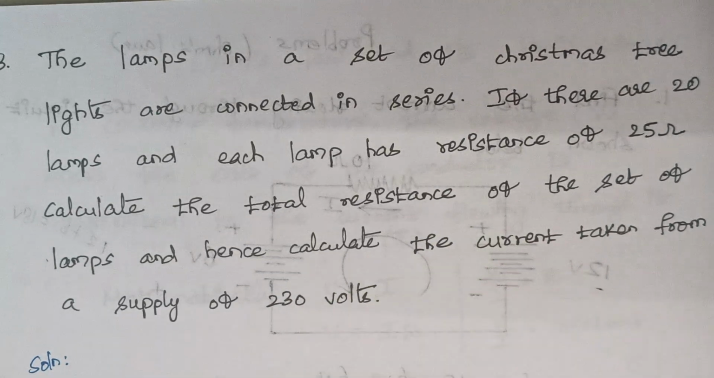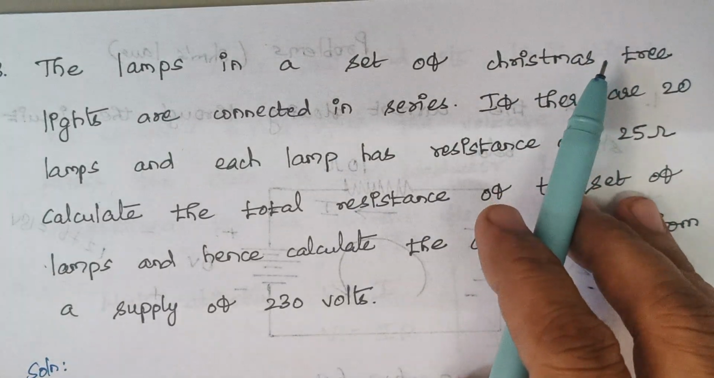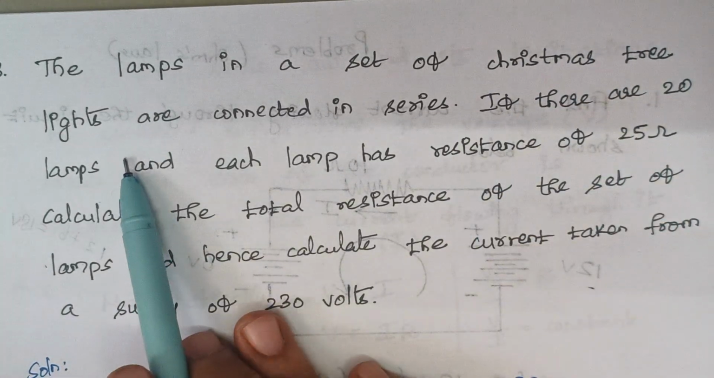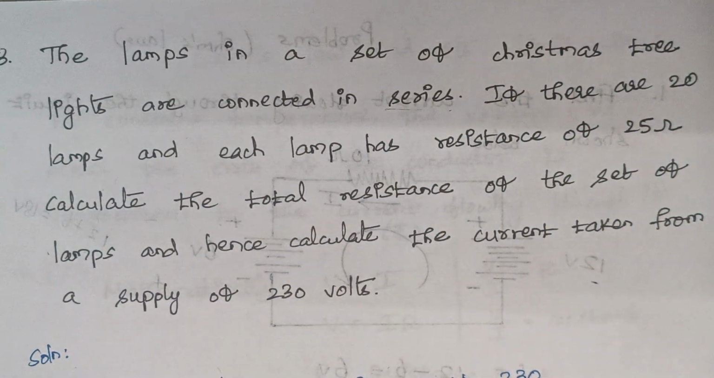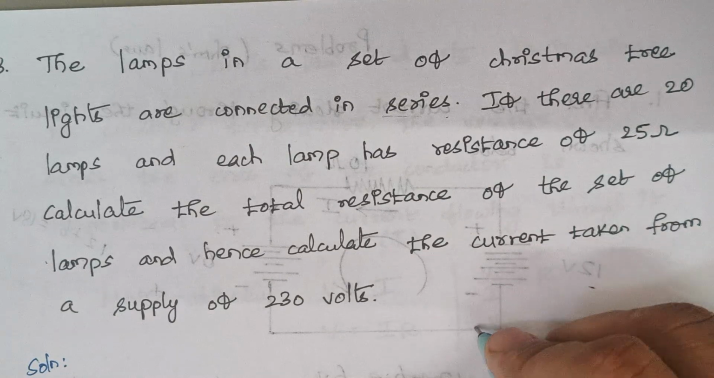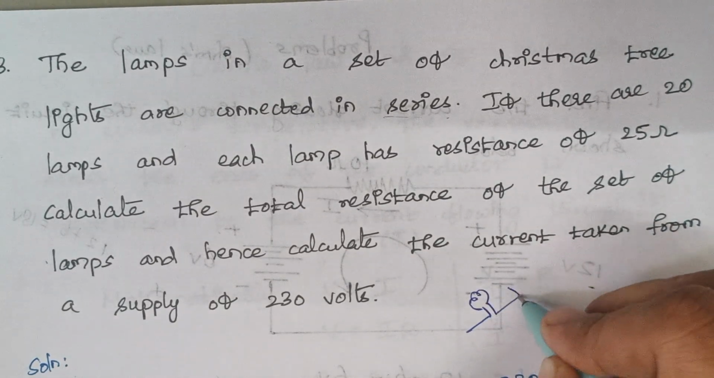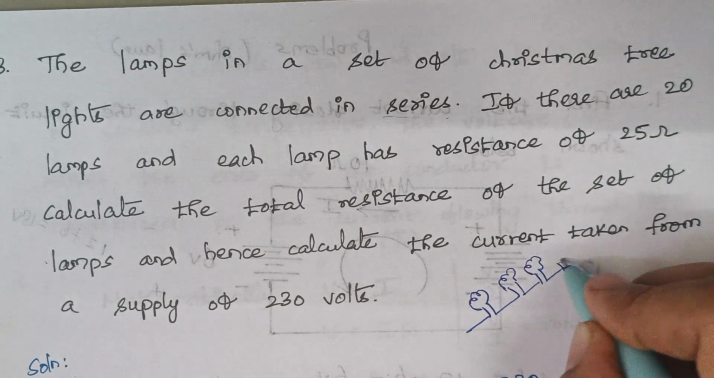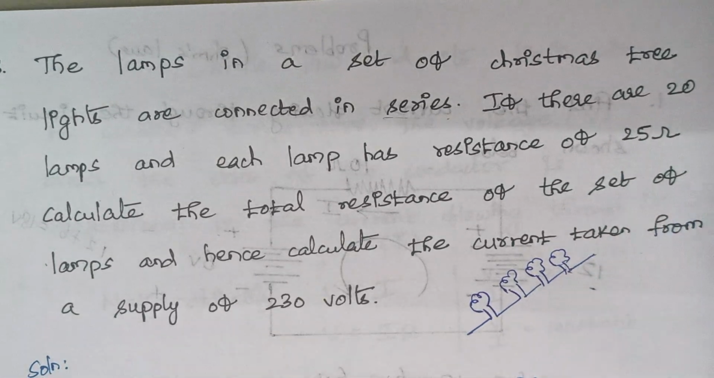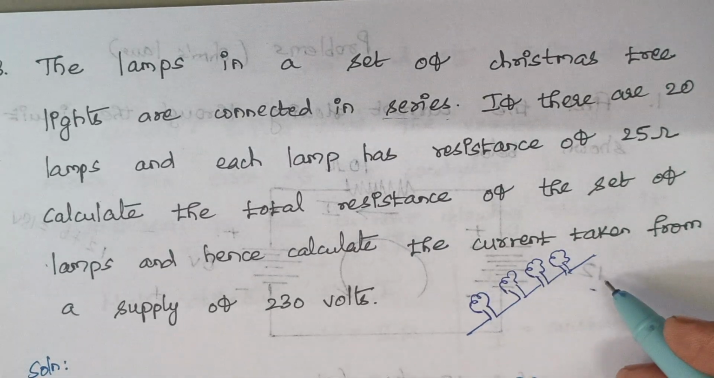of 230 volt. So here first let me clearly explain the question. There is a Christmas tree decorated with lights, and the lights are connected in series. So what do you mean by series connection? For example, this is your bulb, and to this bulb another bulb is connected, and here another bulb is connected. So it goes on like this. This type of connection is known as series connection.